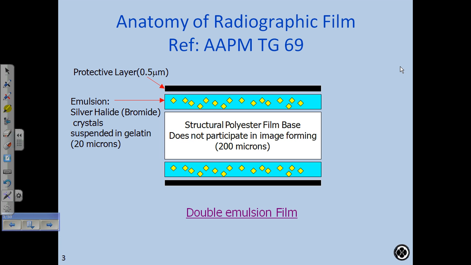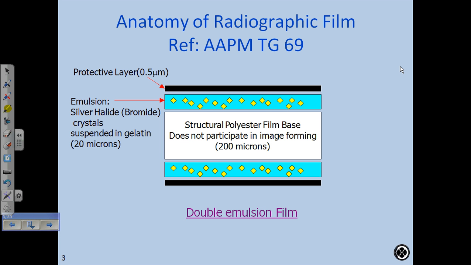And so this is the structure of it. Its structural base is a polyester film base, and it has nothing to do with image forming. It's just to create structure, so you can hold it and it doesn't bend too easily. That's 200 microns thick, 0.2 millimeters. On either side, this is called a double emulsion film, because there's an emulsion on both sides of the base. Emulsion is like a gel that has something suspended in it, and it's what contributes to the image forming process. Above the emulsion is a protective layer, half a micron, really thin, just so you don't get emulsion on your hands.